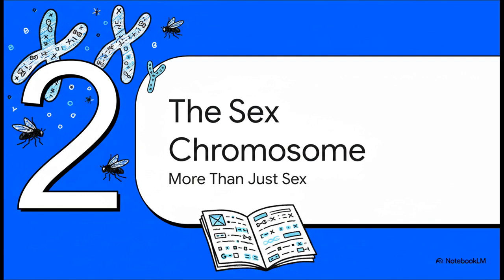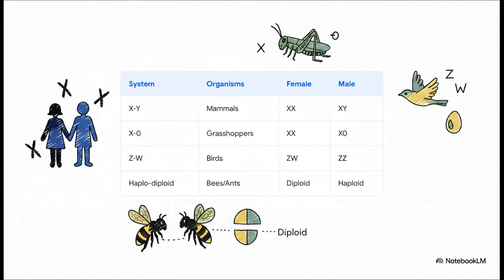Moving right along to part 2, the sex chromosome factor. And this is about way more than just sex. Morgan's flies showed us that the X and Y chromosomes carry whole genetic rulebooks of their own. Because as it turns out, nature has written a bunch of different rulebooks for determining sex across different species. We humans and other mammals use the XY system, where the presence of the SRY gene on the Y chromosome pulls the trigger on male development.